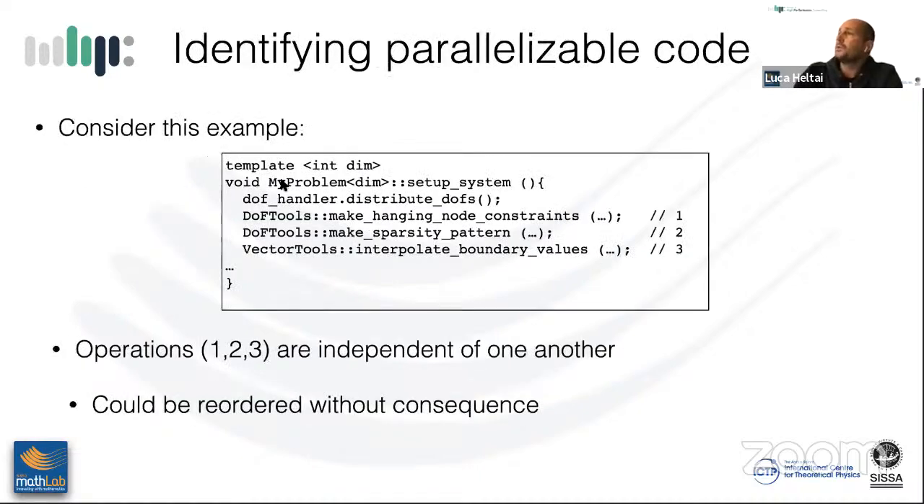Okay, so consider the following example. In the actual implementation of the Poisson problem, this is no longer valid because the sparsity pattern uses the constraints in some sense. So this is not entirely true, unless you don't want to use constraints in the sparsity pattern. But in general, once you have distributed the DOFs, you can execute number 1, 2, and 3 in parallel without any bad consequences. In other words, whenever you can reorder things without consequences for the final code, the things that you reordered can be executed in parallel.